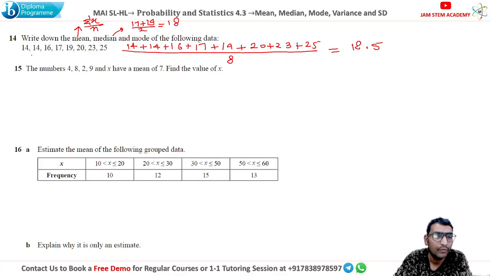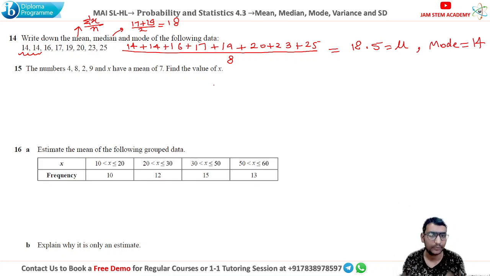Now the mode. Which term is repeating most of the time? Yes, 14 is the point. We also represent mean by mu, okay, or x bar. So the mode in this case comes out as 14, which is the most occurring value.